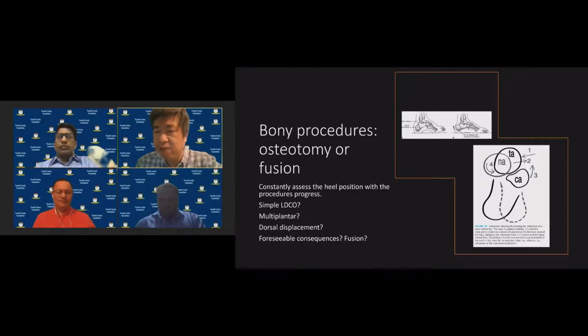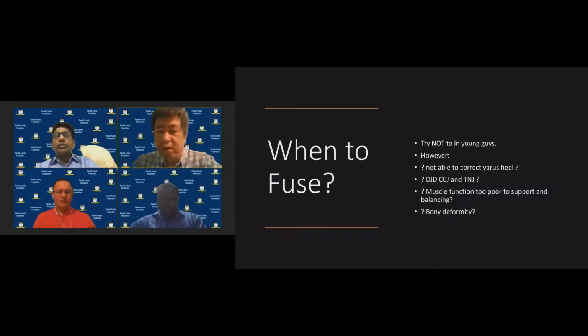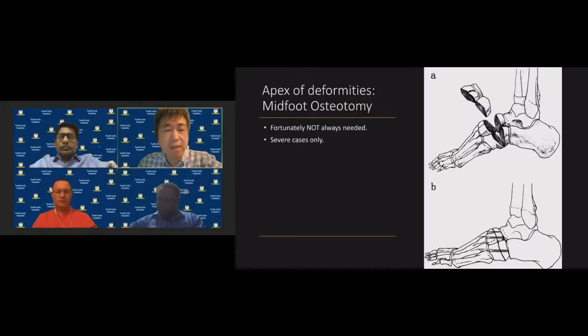I learned from my friend from the Midwest, I did it a couple of times this way. It works for me. So when to fuse it, and we try not to fuse it in young guys. However, if we're not able to correct a varus and DJD, some muscle function is too poor, or a bony deformity, apex of the deformity, midfoot deformity, there are ways to correct it in severe cases, though. So I have not ventured into that realm yet.